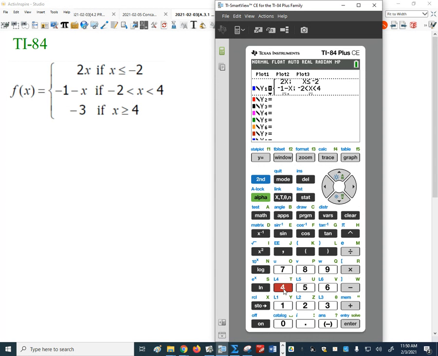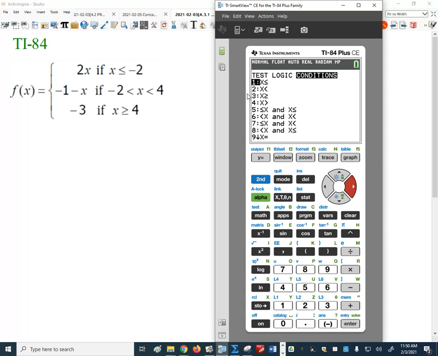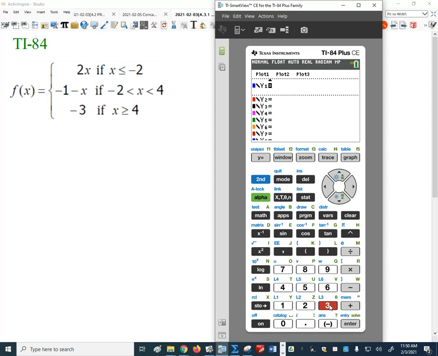Okay, now I go down to the last piece. The rule for the last piece is -3. The domain is x is greater than or equal to 4. I'll even show you one more little shortcut here. It isn't a big deal, you don't have to do this, but if you go to the second math screen and go over to the conditions menu, it's already got x is less than or equal to, less than, greater than. It's already got all that stuff built in, so it saves you maybe just one keystroke. So I can do x is greater than or equal to, and then put a 4.